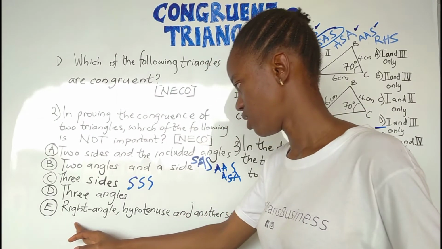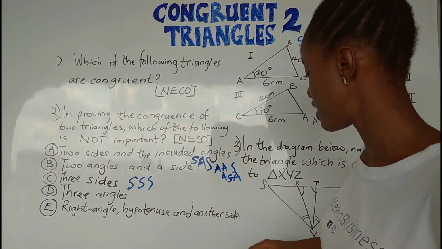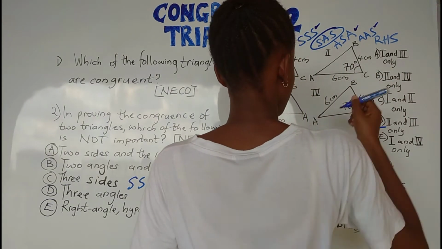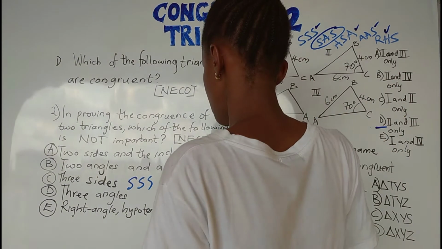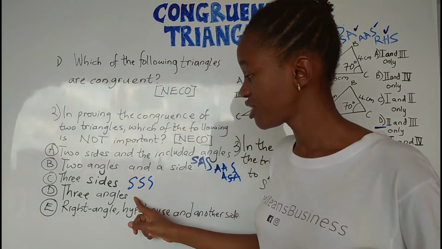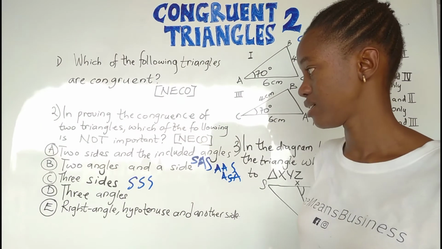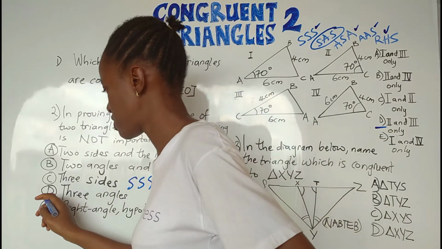And look at E, right angle, hypotenuse, and another side. And yes, we are seeing this one. So it is true. This is important. Triangles is not important. This is the answer, D. It's not important. Take note of it.